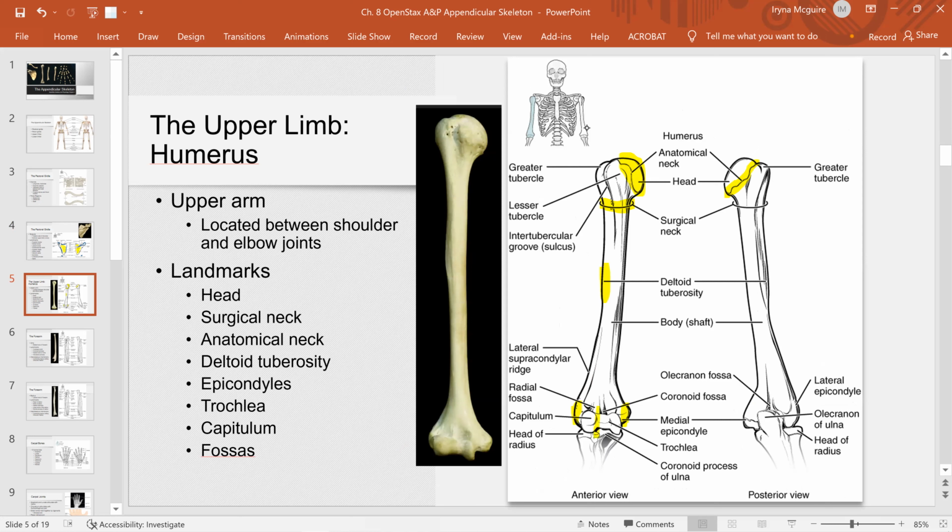Now, this part is called the trochlea, and next to it we have the capitulum right there. So the capitulum articulates with the radius, and the trochlea articulates with the ulna.